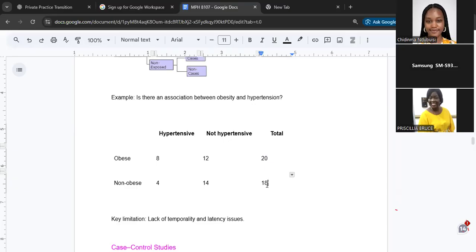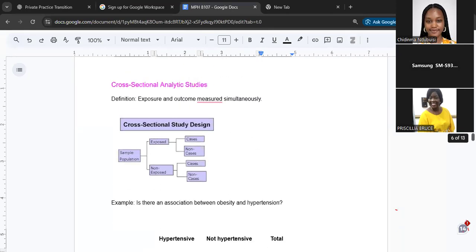Now, there is a statistical method, and there are ways that we are going to do the analysis that will tell us if a person who is obese is more likely to have hypertension compared to a person who is not obese. Or it can tell us that a person who is not obese is the one who is more likely to have hypertension compared to a person who is obese. So that's what's happening in a cross-sectional analytical study.